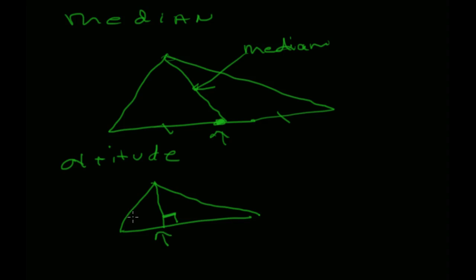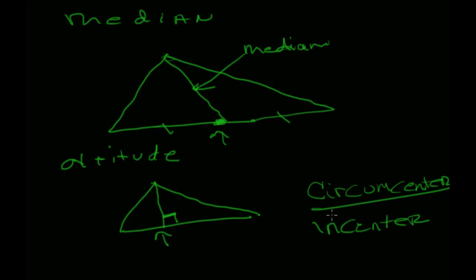Alright, so we're going to use these to create two more of the centers of a triangle. So in the last video we got a circumcenter. And we got an in-center. And the circumcenter was made from the perpendicular bisectors and was equidistant from the vertices. The in-center was made from the angle bisectors and was equidistant from the sides. Today we're going to look at this with regard to medians and altitudes.